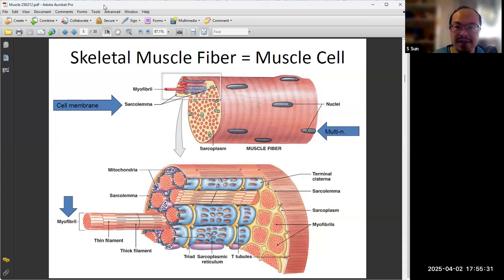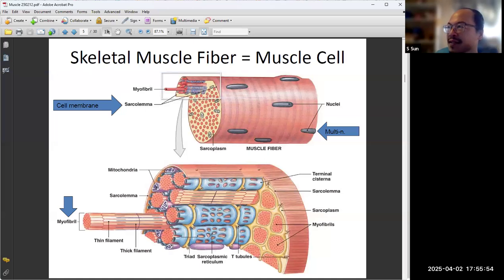So this cell has everything that a cell has. It has a nucleus, it just has more than one nucleus. With plural, we call it nuclei. So we have more than one nuclei right here, multi-nuclei, and they are pushed into the border of the cell.